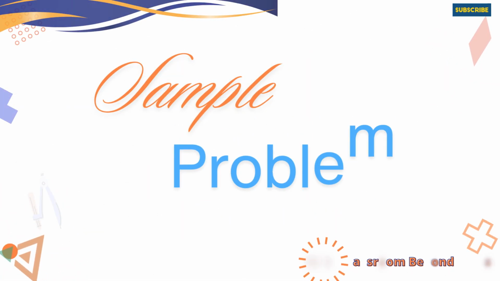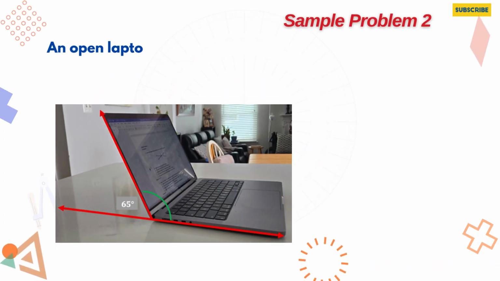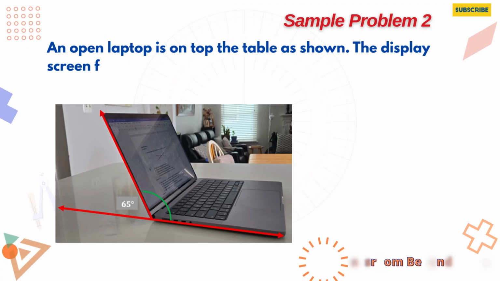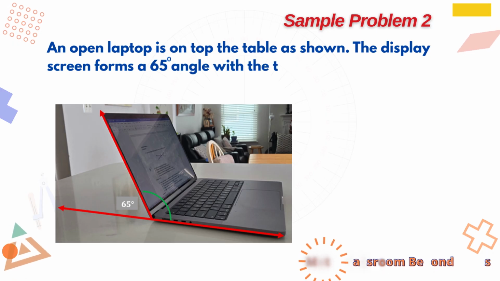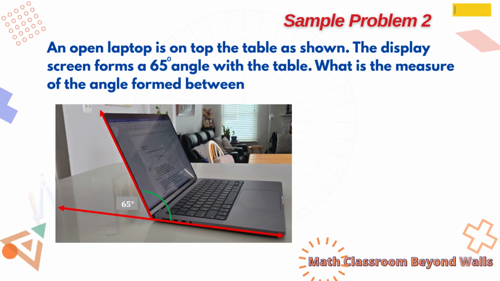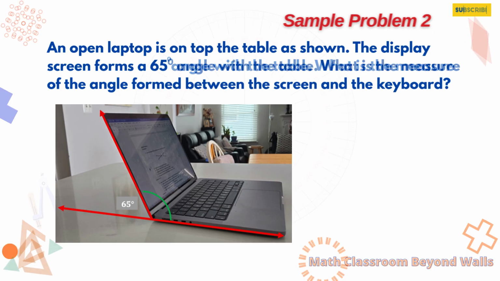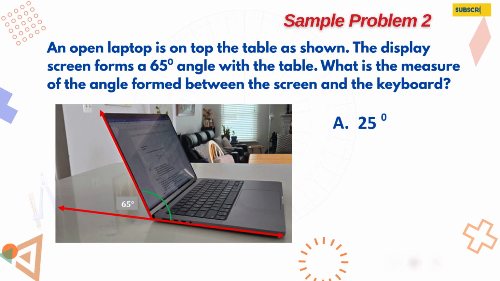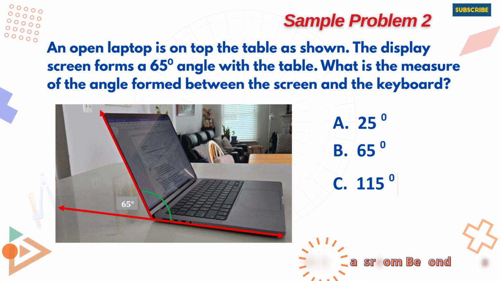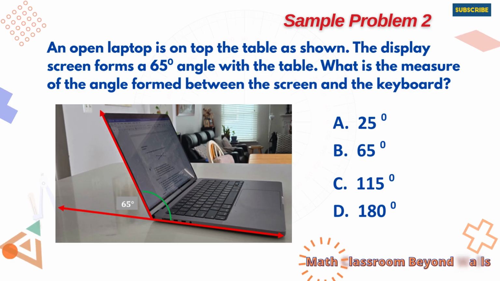Okay, let us now move on to sample problem 2. Here's the problem. An open laptop is on top of the table as shown. The display screen forms a 65-degree angle with the table. What is the measure of the angle formed between the screen and the keyboard? Option A, 25 degrees. Option B, 65 degrees. Option C, 115 degrees. Option D, 180 degrees.